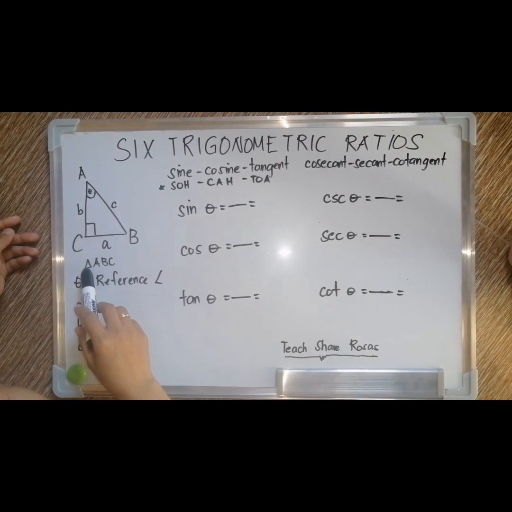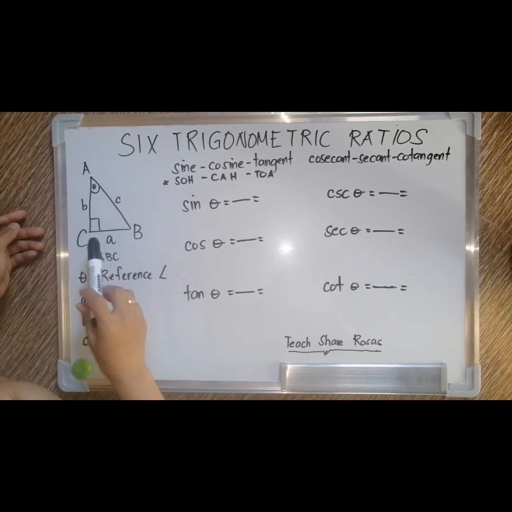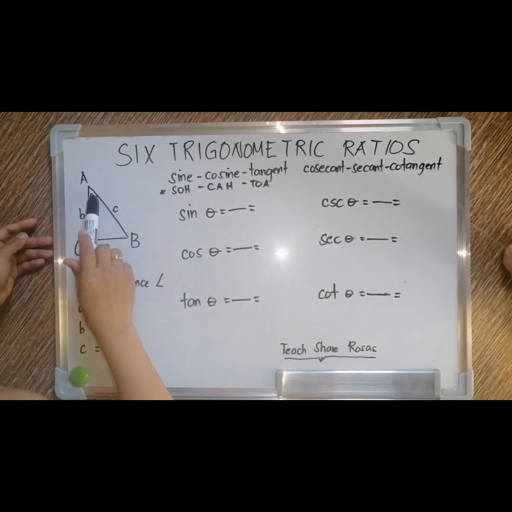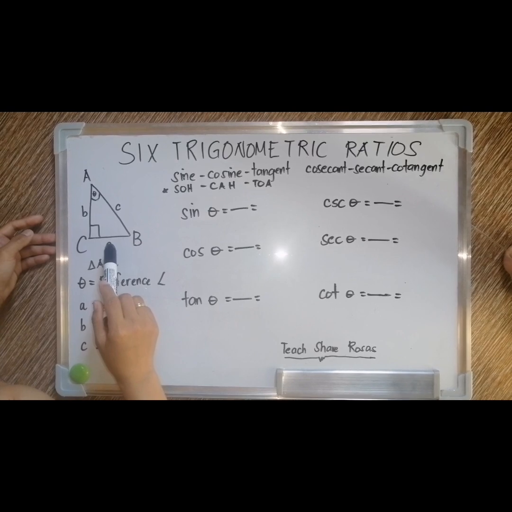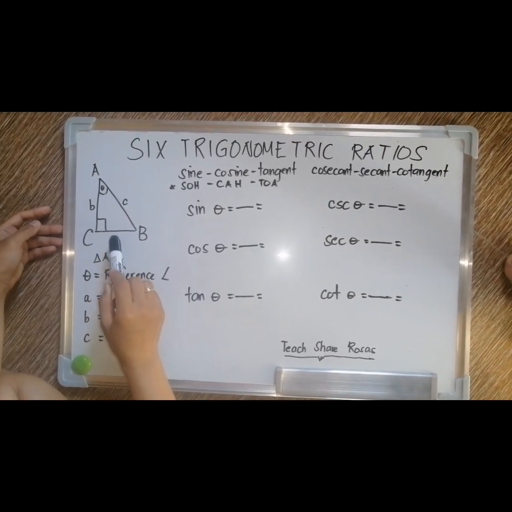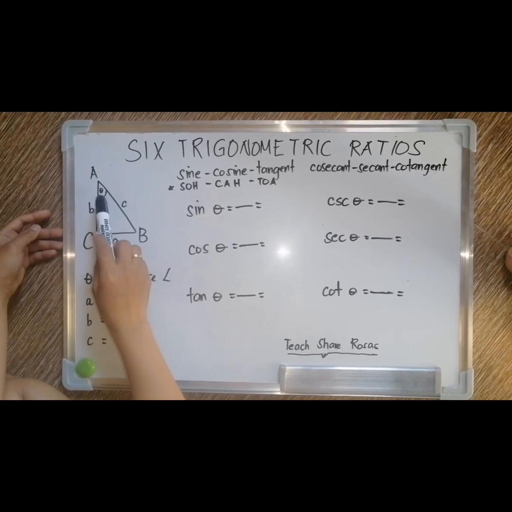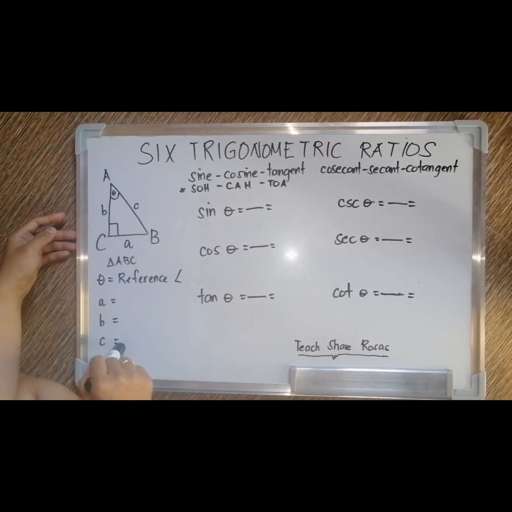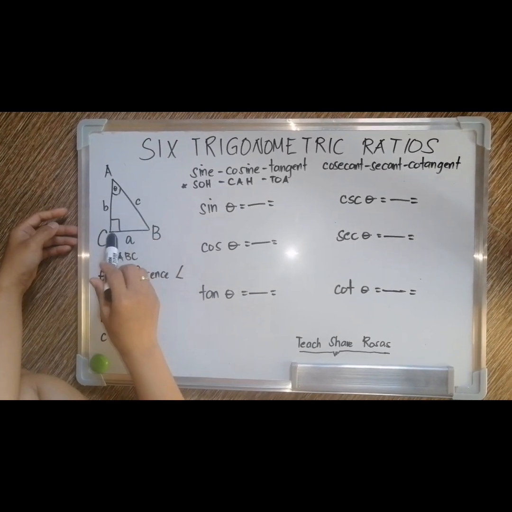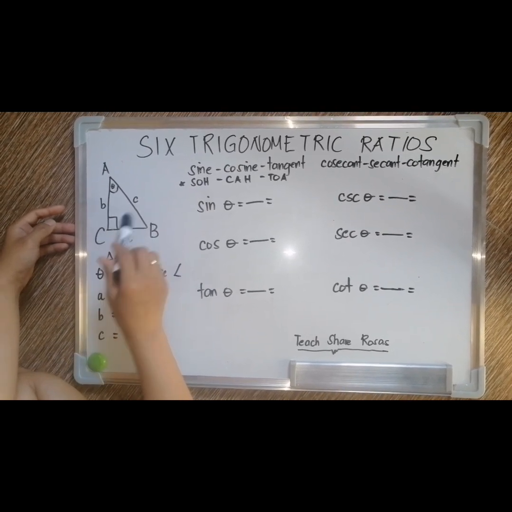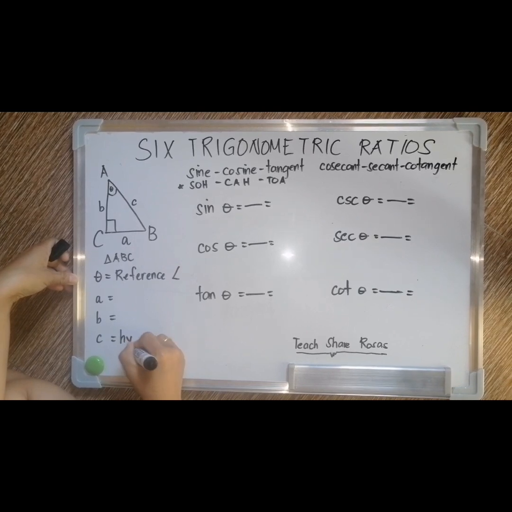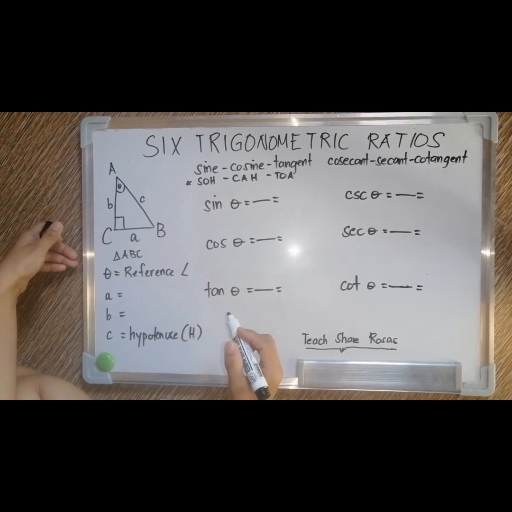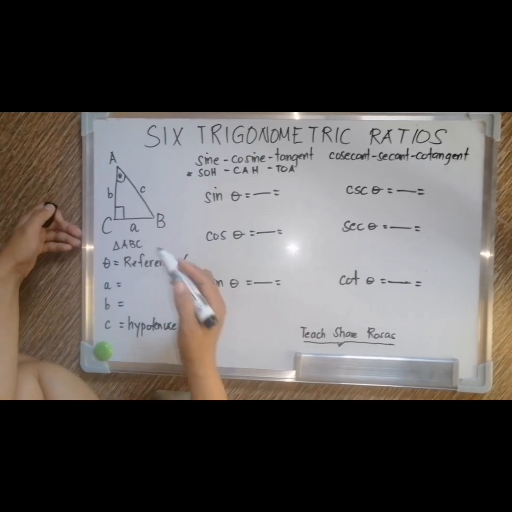So we have example triangle ABC here, right angled at C, and our reference angle is angle A, this angle theta. Now we have to identify what is side A, side B, and side C, given the reference angle. We will start with side C. Side C will always be the hypotenuse because it's the opposite of the right angle. So this is the hypotenuse, denoted as big letter H or uppercase letter H.